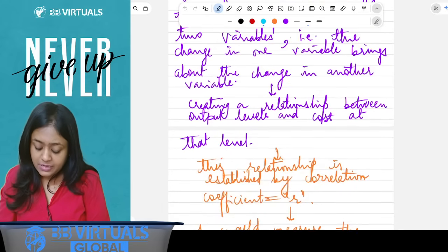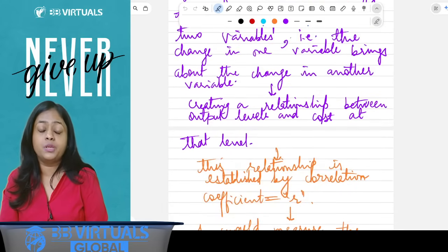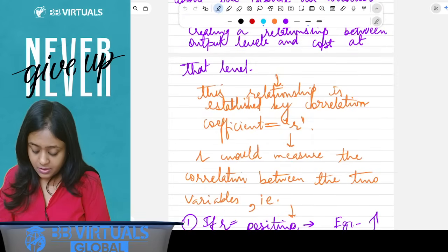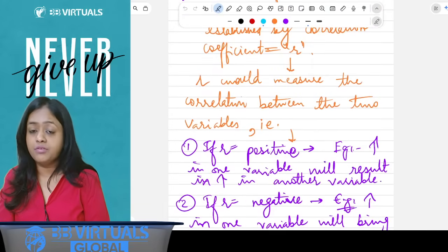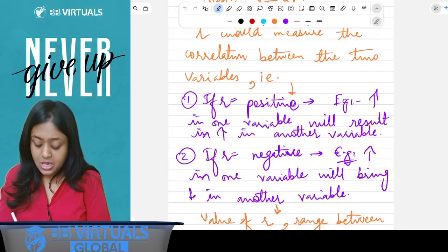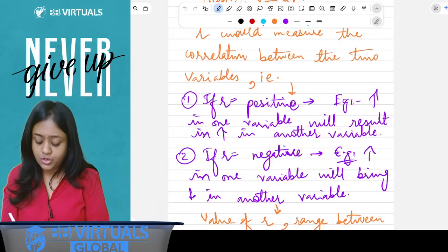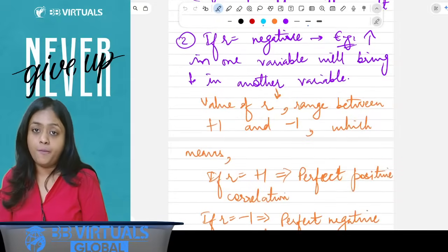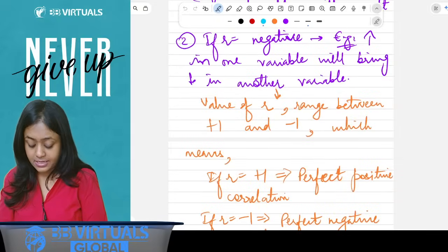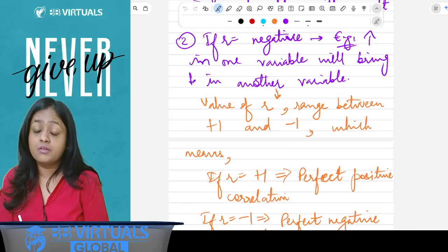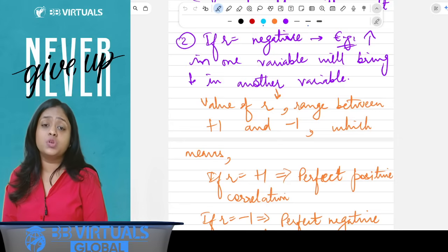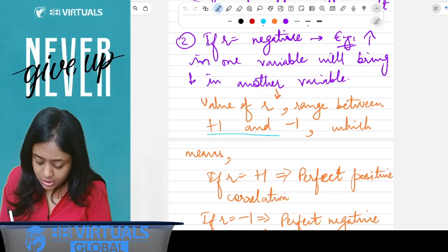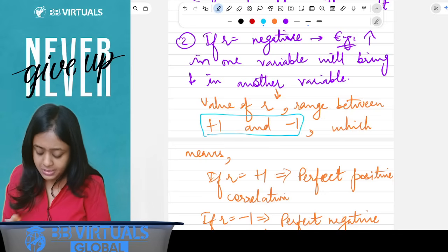Generally here we focus on creating a relationship between the output levels and the cost. So r would measure the relationship between the two variables. If r is positive, like I told you, an increase in one variable will bring about an increase in another variable. Opposite for r when r is negative. The value of r, remember, is always in the range +1 to -1. In this range only you will always find r values.